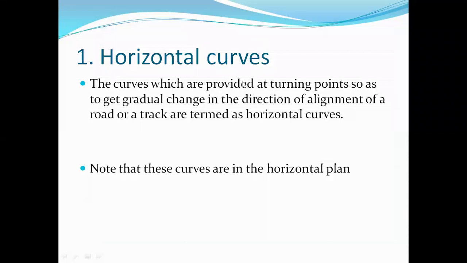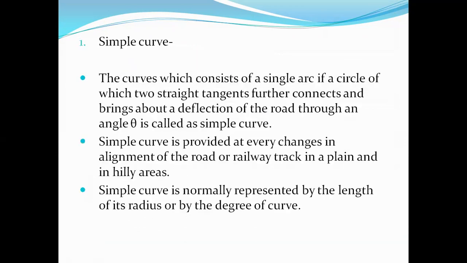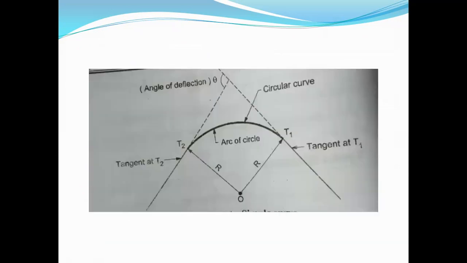Now we had discussed the horizontal curves. The curves which are provided at a turning point so as to get a gradual change in direction of alignment of the road or a track are termed horizontal curves. The horizontal curves are classified into four categories. Of these four, we discussed three in the previous lecture. First is the simple curve. The curve which consists of a single arc of a circle is the simple curve.